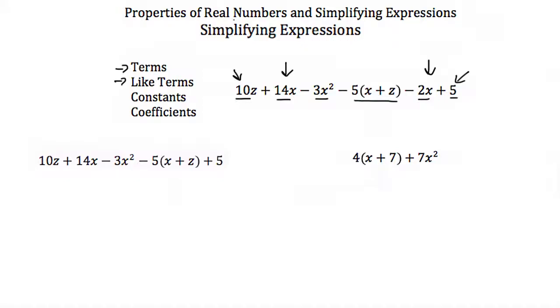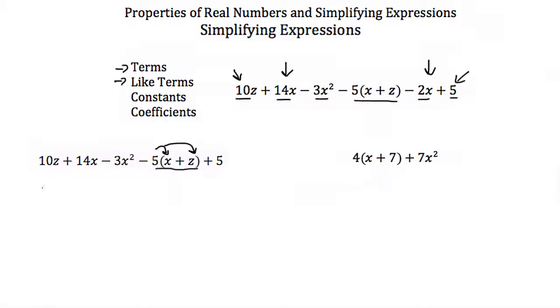So let's take what we've learned and see if we can simplify these two expressions. Here we have 10z plus 14x minus 3x squared minus 5 times (x plus z) plus 5. Now, with order of operations, you always do parentheses first. And here we have a parentheses term. So we're going to use the distributive property to move this negative 5 inside our parentheses.